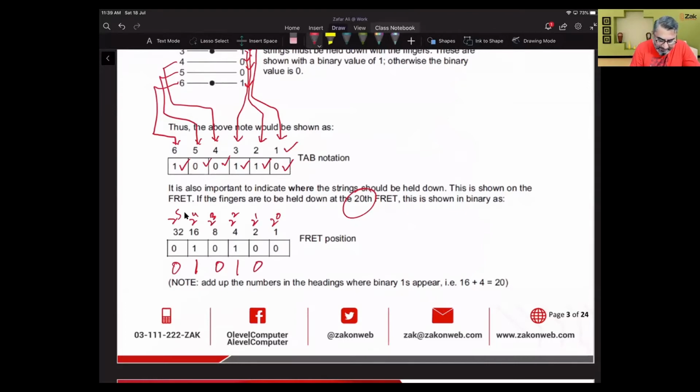This is 16 plus 4, which is 20. So this register is being used like a switch, and the other register is being used like a number. These 2 registers are being used to control the storage which is being generated when we are actually playing the guitar.